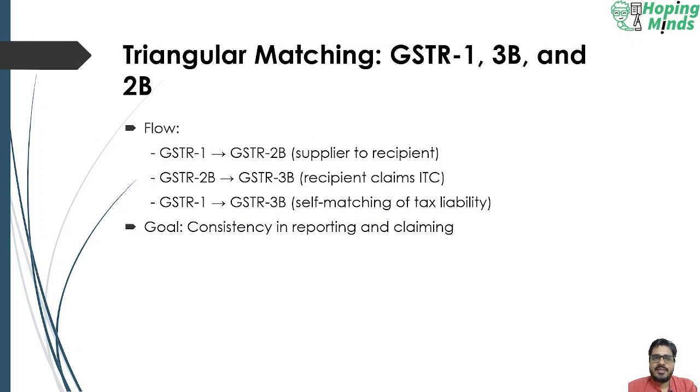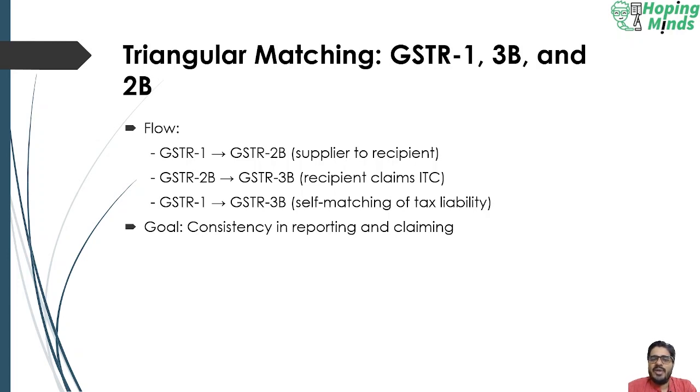So next, let us see the triangular matching, that is GSTR-1, 3B and 2B. So let us understand how GSTR-1, GSTR-3B and GSTR-2B interact in a triangular matching. So first, GSTR-1 and GSTR-2B. The supplier uploads the invoice in GSTR-1 return that appears in our GSTR-2B. So the supplier declares all the B2B invoices in GSTR-1 return which correspondingly appears in our GSTR-2B return for the reporting period.